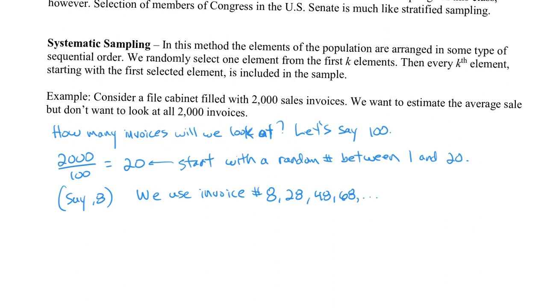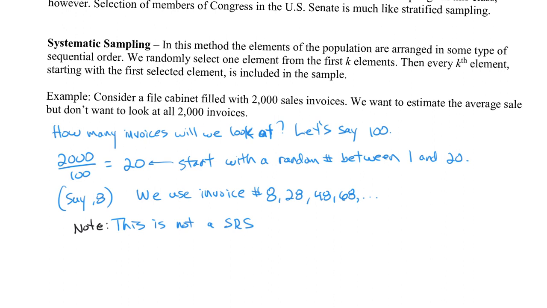But we need to realize that there's a little note here. The note is this is not a simple random sample. It is true that each invoice has the same chance of being selected, right? Because we pick a random number from 1 to 20. If I would have chosen 13, I'd have 13, 33, 53, 73, etc. If I would have chosen number 2, then we'd have 2, 22, 42, 62. So because of the way it's done, any one of these invoices has the same chance of being selected.